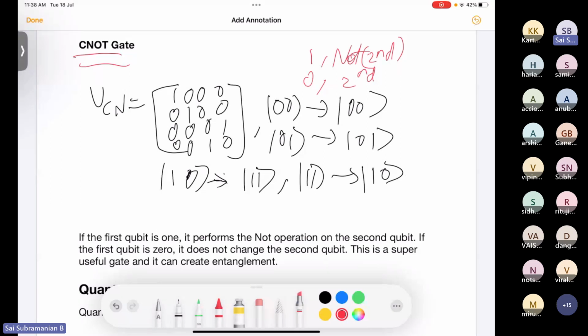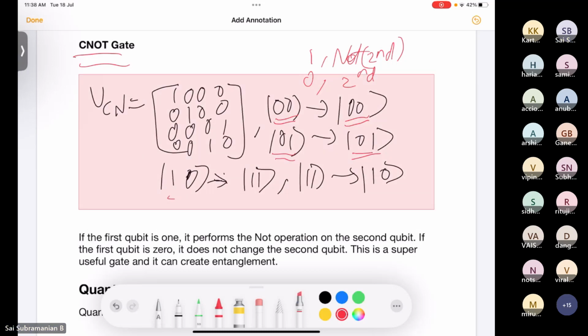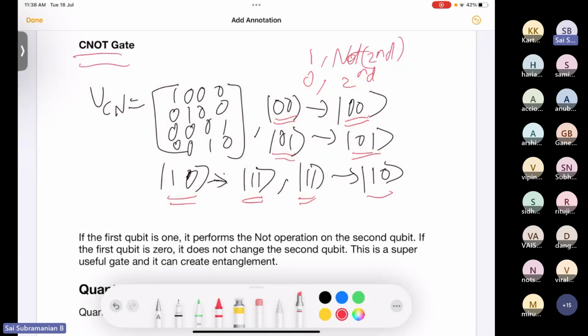or does nothing. So that's why 0, 0, the first qubit is 0, so it does not change the second qubit, so it remains 0, 0. 0, 1, first qubit is 0, does not affect the second qubit, so it remains 0, 1. 1, 0, first qubit is 1, so it changes the second qubit. So the new state is 1, 1. 1, 1, similarly the first qubit is 1, so the second qubit is operated with a NOT, so it becomes 1, 0.